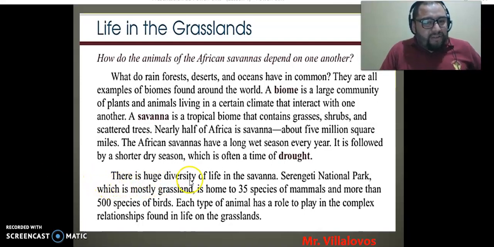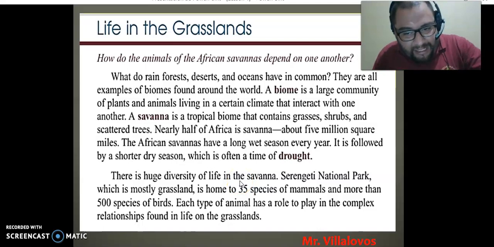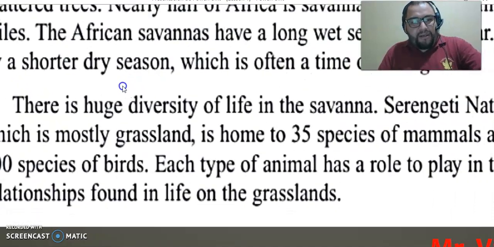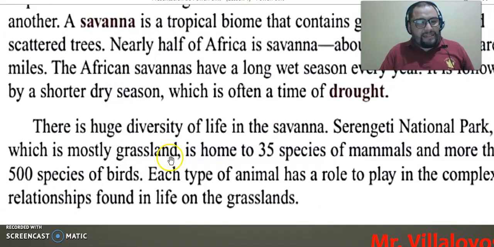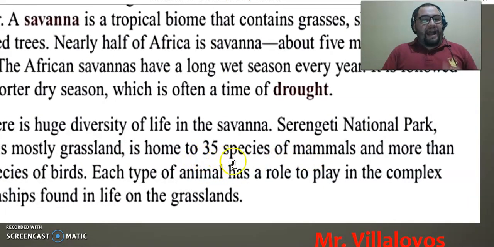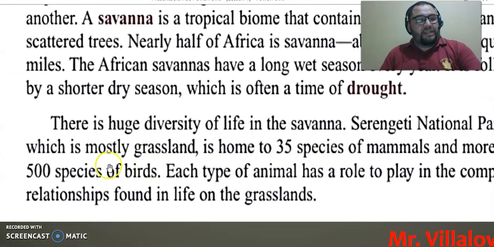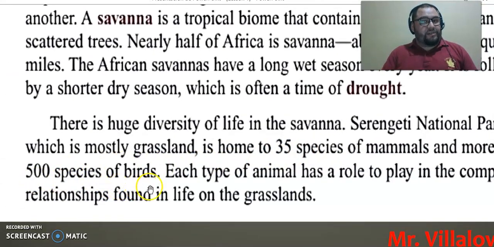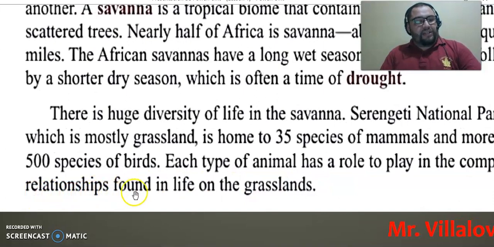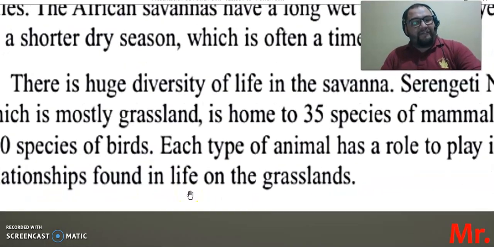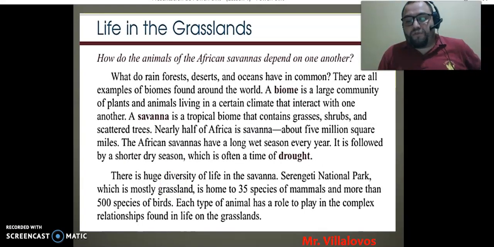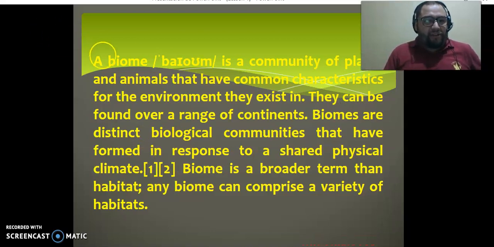There is a huge diversity of life in the savanna. Serengeti National Park, I'm going to read this part. Here, the grassland is home to 35 species of mammals and more than 500 species of birds. Each type of animal has a role to play in the complex relationships found in life on the grasslands. Is that clear? Super important.